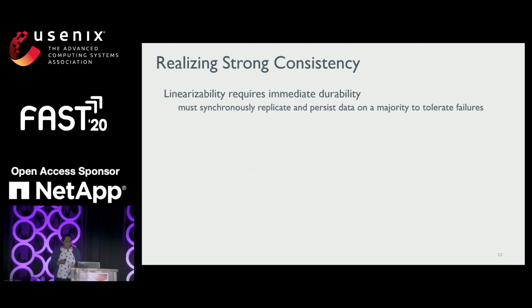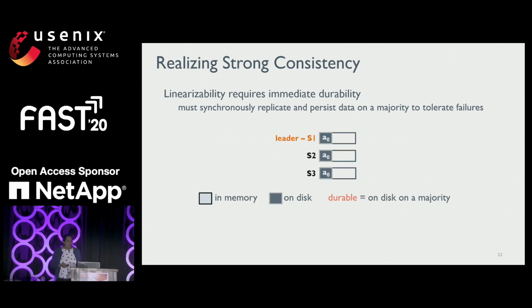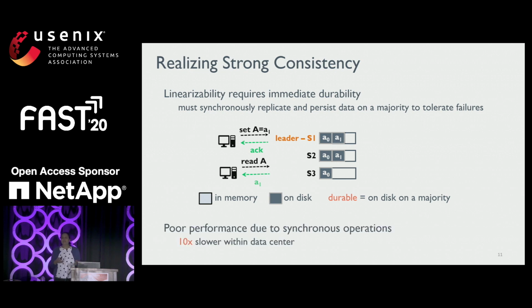So to achieve strong guarantees like linear accessibility, we require immediate durability. That is, on a write, we need to make sure that the write is synchronously replicated and persisted on many nodes in the system. Let's look at this with an example. Let's say we have three nodes in the system, and let's say we have an update. This update needs to be synchronously replicated and persisted on many nodes in the system before we can acknowledge the client. Now, even if many nodes crash and recover, the update is still safe, and a new client will be able to read the latest update. However, the downside is that the system would be too slow because of the synchronous operations that we are doing in the critical path of writes.